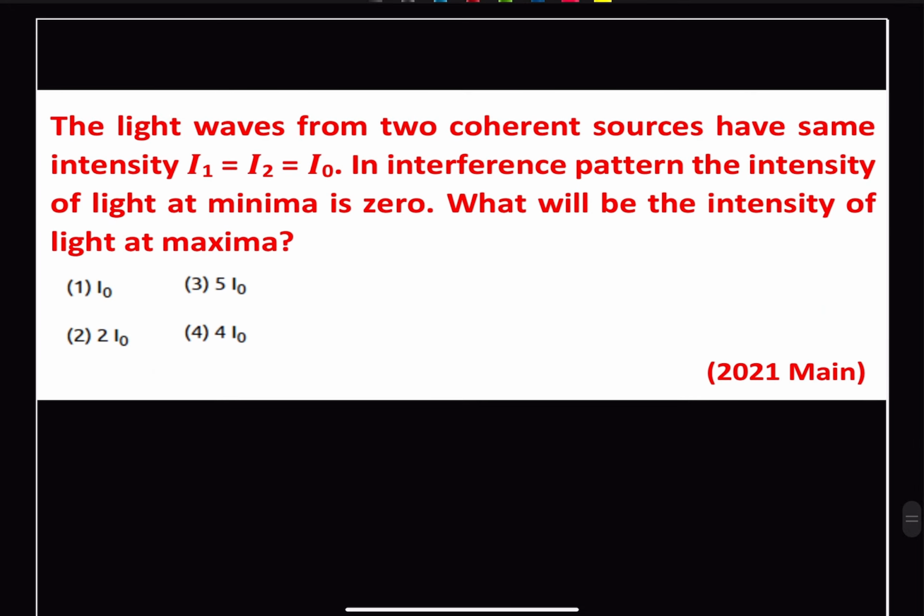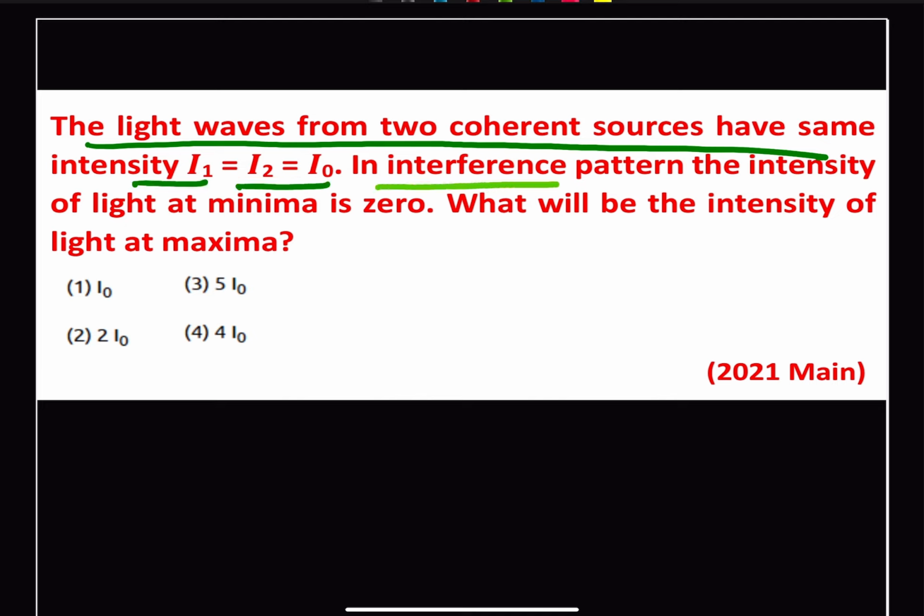And it states that the light waves from two coherent sources have the same intensity, I1 = I2 = I0. In the interference pattern, the intensity of the light at minima is 0. What will be the intensity of the light at maximum?